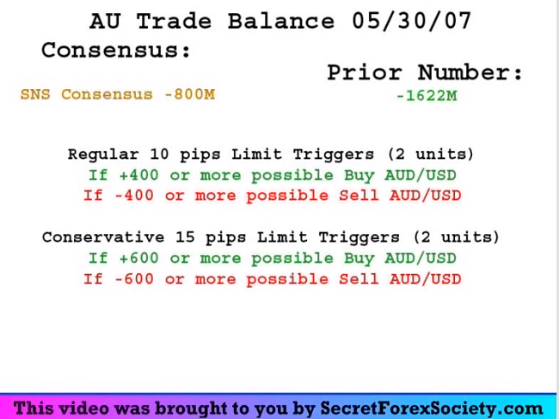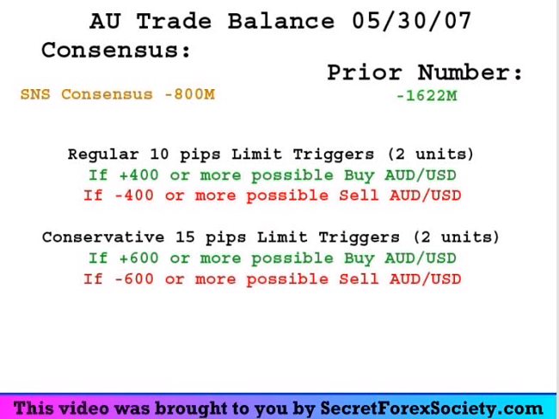Let's go back to our trade plan. Here's the thing. In my experience and in my opinion, considering the current situation in Australia and considering where the Australian dollar is trading, a deviation of 600 or more could easily move the Australian dollar by about 35-40 pips. A deviation of 400, I think, would move the Australian dollar maybe by 20-25 pips. As you can see, I put a deviation of plus 400 or minus 400 there to buy Aussie USD or sell Aussie USD for the 10 pip limit triggers.